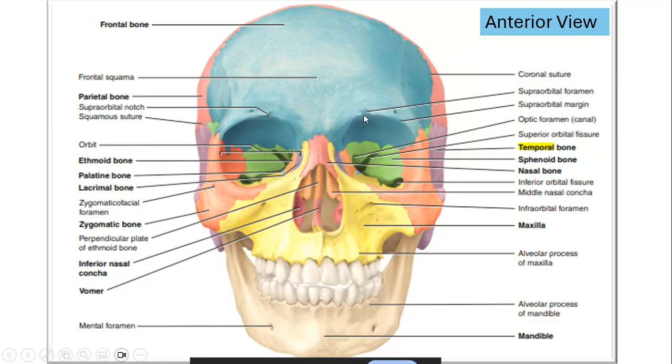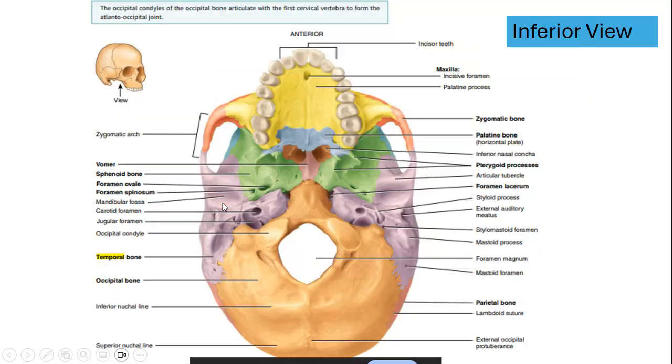This is the supraorbital foramen, right? Earlier we saw a notch. This is a foramen, right? It's a hole. This is the coronal suture, right? This was your anterior view in the front, right?